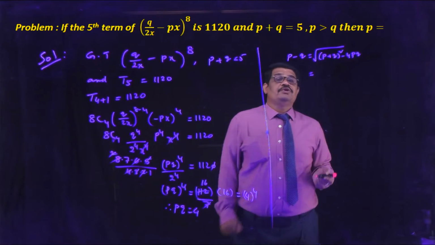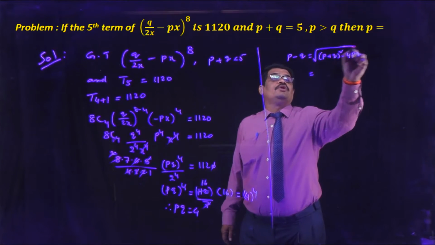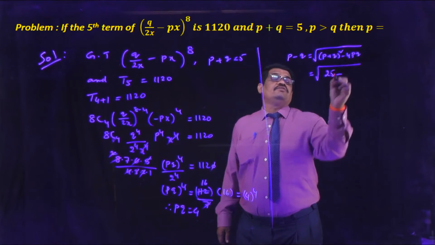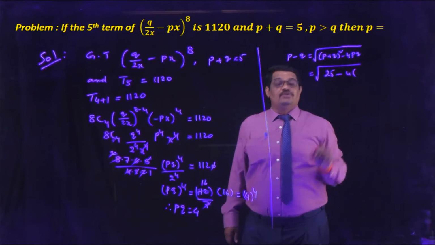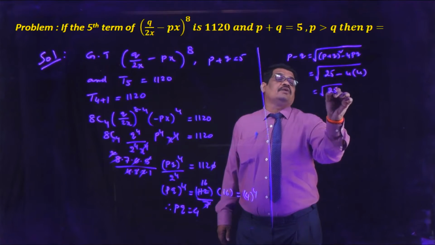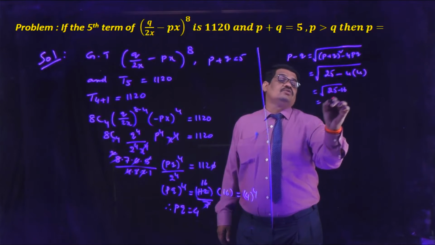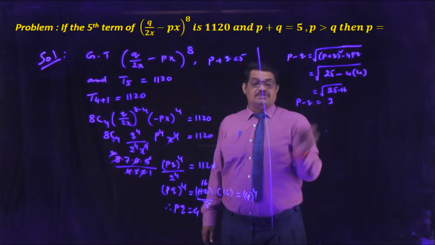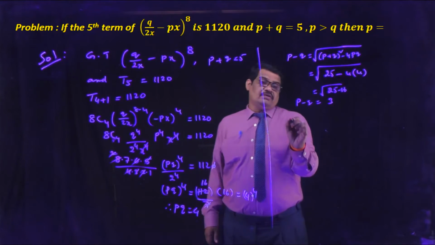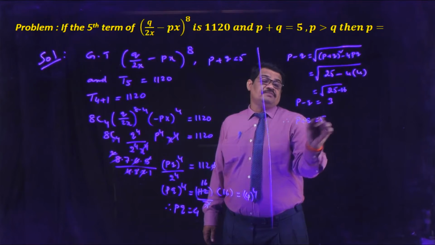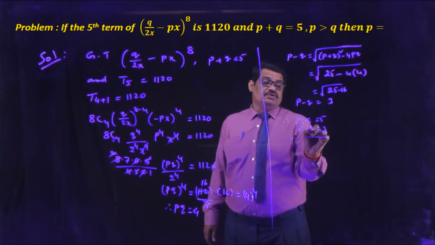So here we substitute the p + q and pq values. What is p + q? That is 5 square, that is 25, minus 4 into pq, that is 4, that is equal to root of 25 minus 16, that is root 9. Root 9 is 3. So here p - q is 3 and p + q is equal to 5. Now we are solving these two equations. p + q is 5 and p - q is equal to 3.